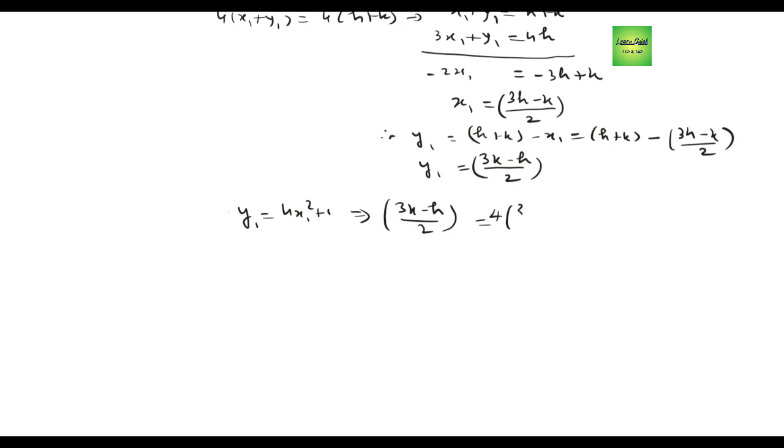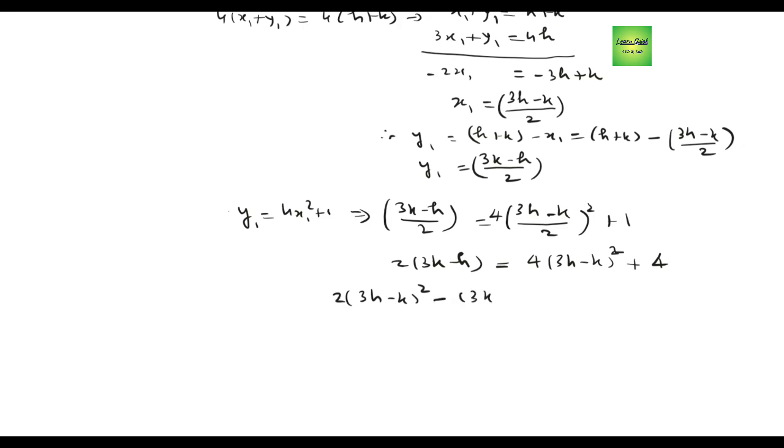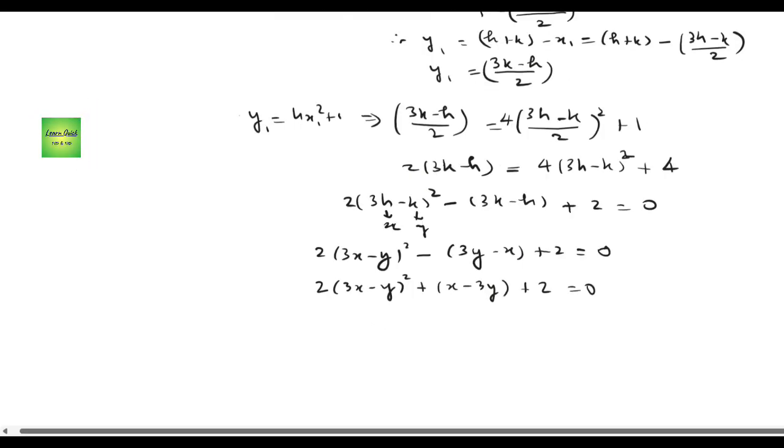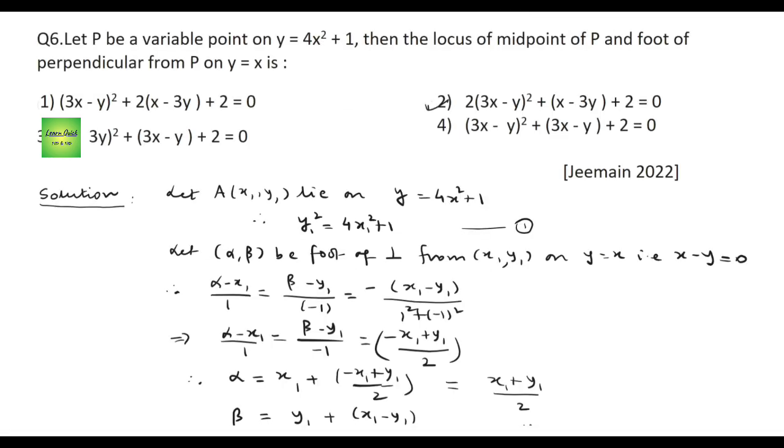So now we put the values of x1 and y1 in the original equation, that was y1 equals 4x1 squared plus 1, and we get a relation as shown here. Simplifying it further, we can get the final equation of the locus as required by the question. So you collect the terms on one side and then replace h and k by x and y, so that you get the final answer as 2 times (3x minus y) whole squared plus x minus 3y plus 2 equals 0. So that becomes the final answer for this question, which is option number 2.